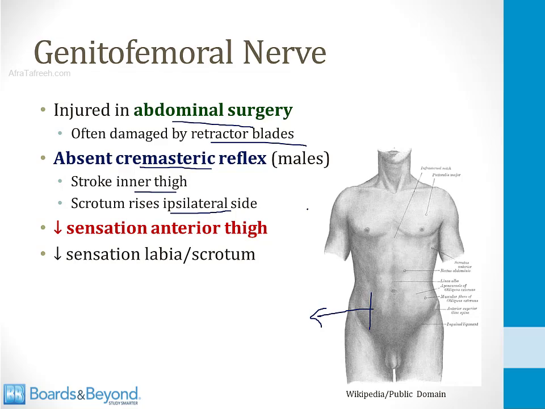In addition, there may be decreased sensation over the anterior thigh. This region here is supplied by the genitofemoral nerve, and that's easy to remember because it's right over the femur. And in addition there can be decreased sensation to the genital areas like the labia or the scrotum.